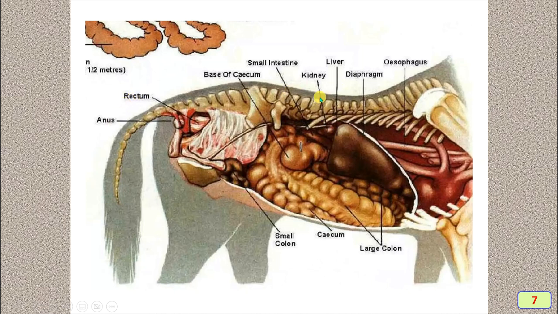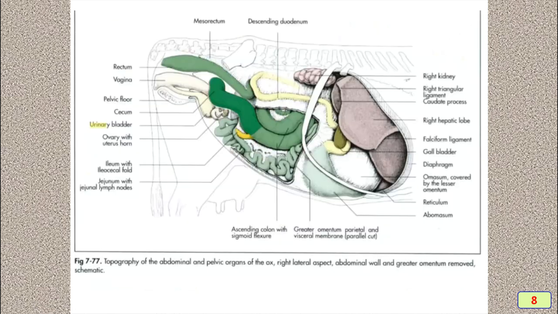And here you can see the internal organs, especially the esophagus, then cecum, small colon, then rectum, anus, and kidneys located here. This is the location of the kidneys below the vertebral column. The horses are usually colonic digesters, hence the colon and cecum are very large here.